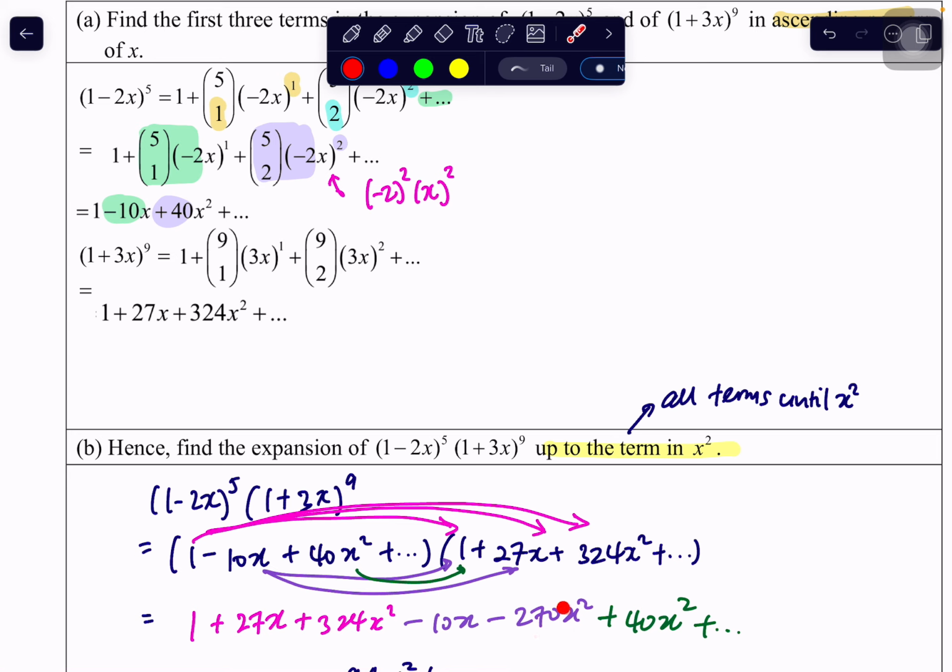Let's think. Do we multiply negative 10x to 324x squared?